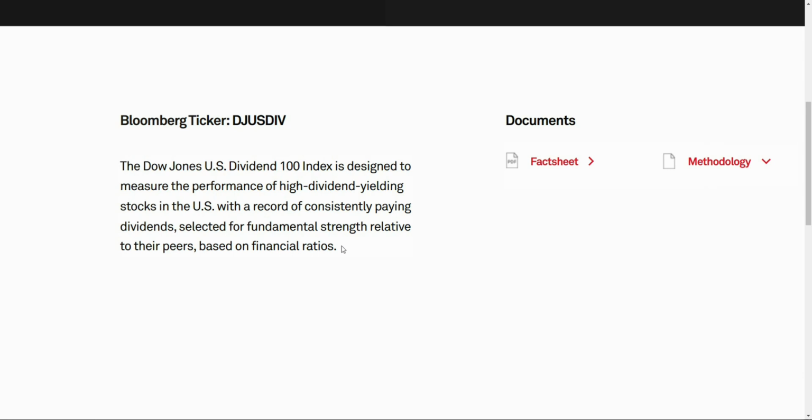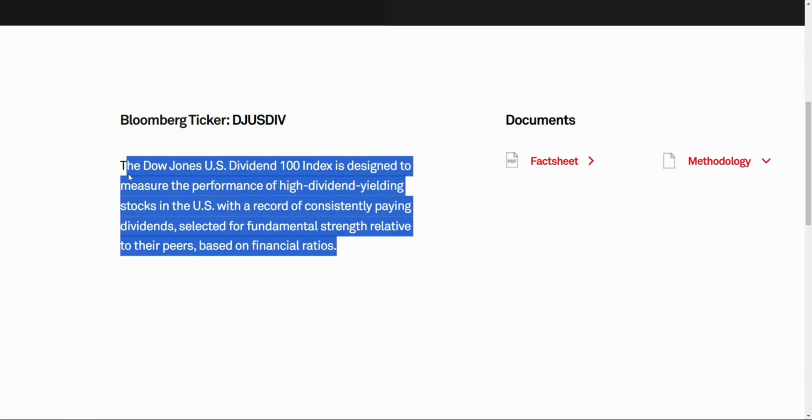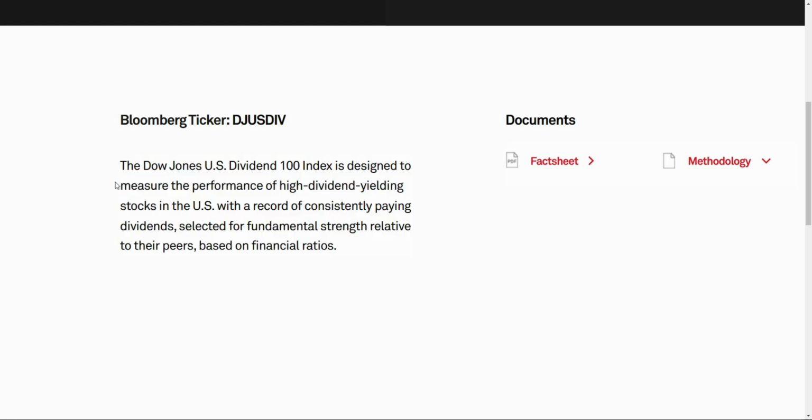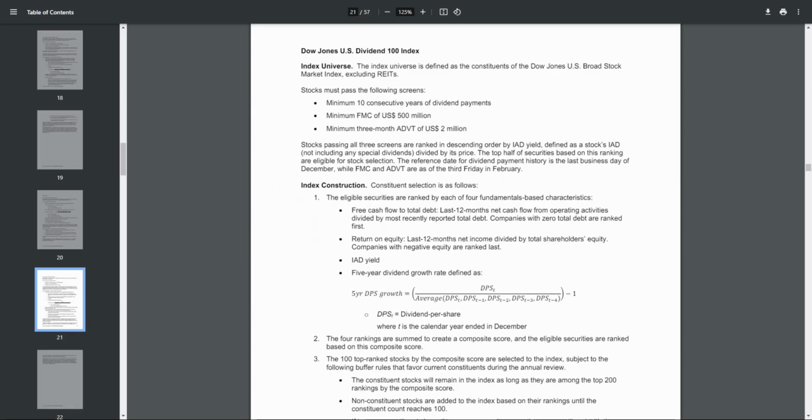A quick summary: the Dow Jones US Dividend 100 Index is designed to measure the performance of high-yielding stocks in the US with a record of consistently paying dividends, selected for their fundamental strength relative to their peers based on financial ratios. And you can read a bit more about the precise dividend methodology which it uses to select these stocks on its fund page.